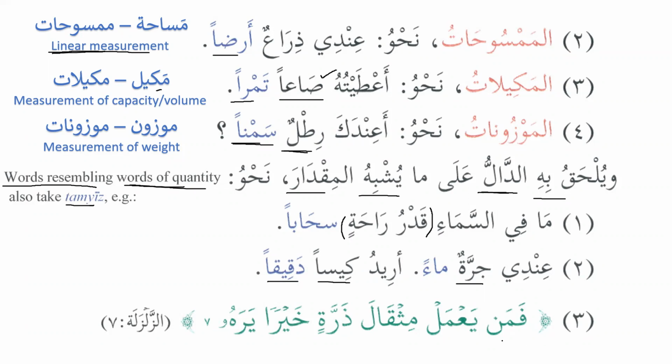And then we have in the Quran, فَمَن يَعْمَلْ مِثْقَالَ ذَرَّةٍ خَيْرٍ يَرَهُ. So now we can see over here that mithqal dharratin, whoever does an atom's weight of good will see it. Here the word mithqal dharratin, atom's weight, resembles words denoting weight. So there is also a possibility, as we have seen over here, that there are certain words that resemble the words of quantity, and they can also come before tamyiz.